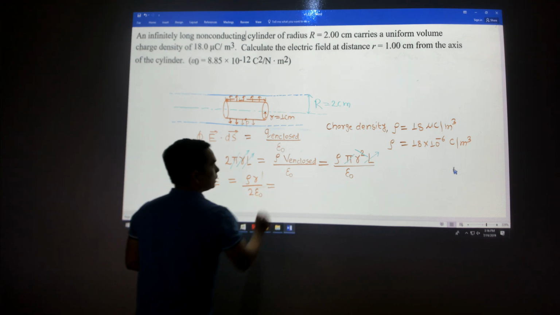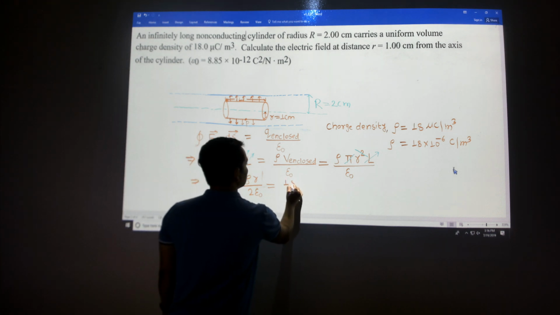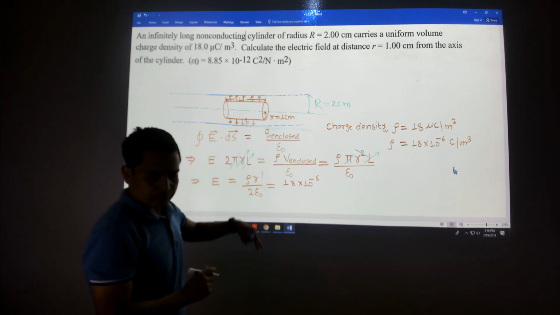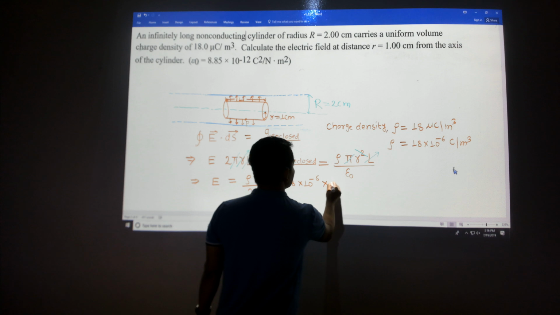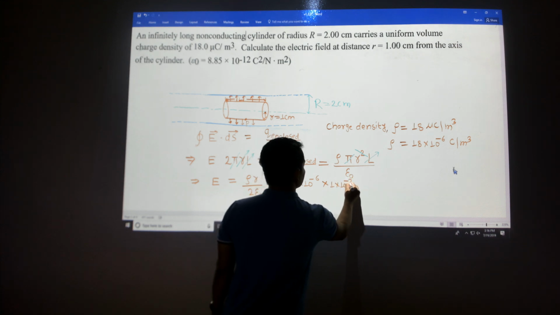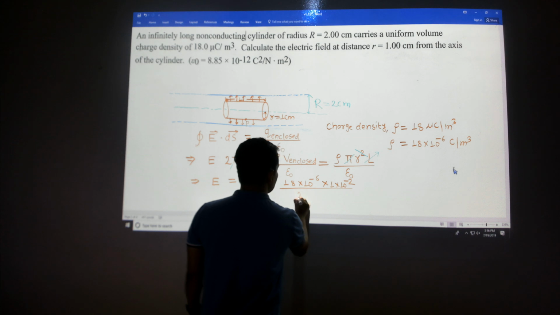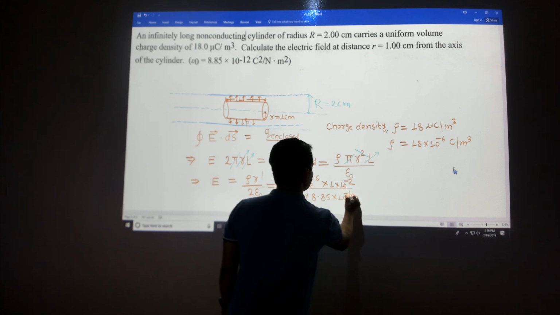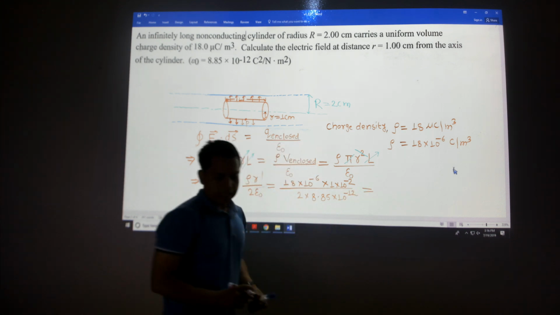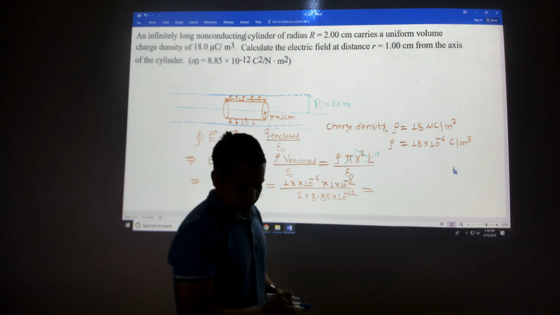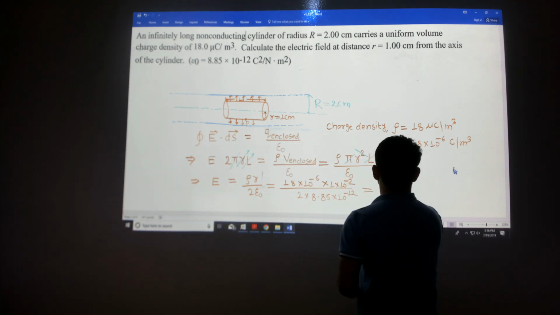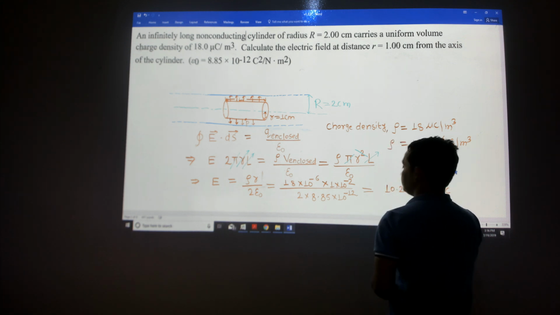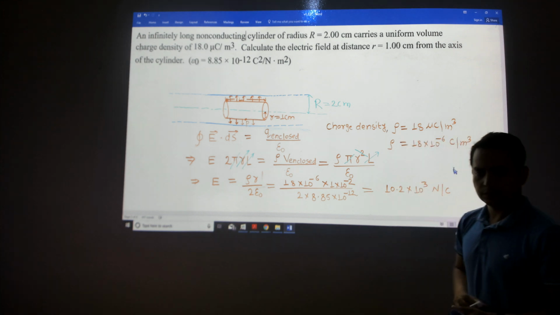Plug in all the values. Rho is given, 18 times 10 to the negative 6. The r is given as 1 centimeter, and we have to change centimeter to meter, which is 1 times 10 to the negative 2. 2 epsilon naught is 8.85 times 10 to the negative 12. Use your calculator, and the number you will get is 10.2 times 10 to the negative 3 Newton per coulomb. That's the value you'll get.